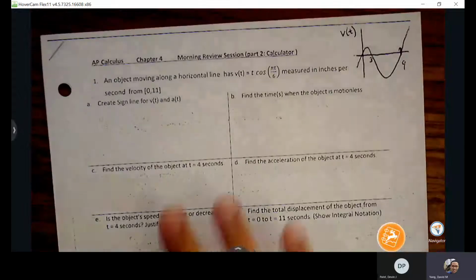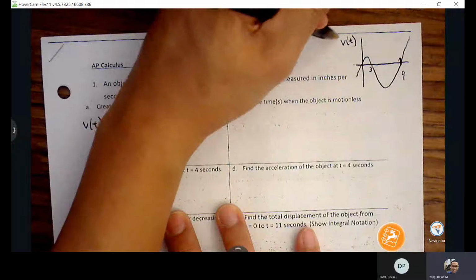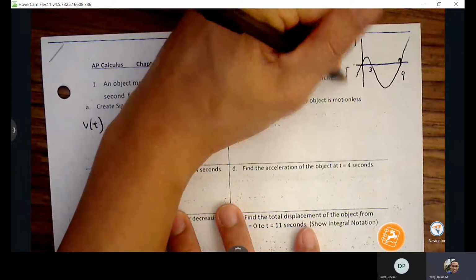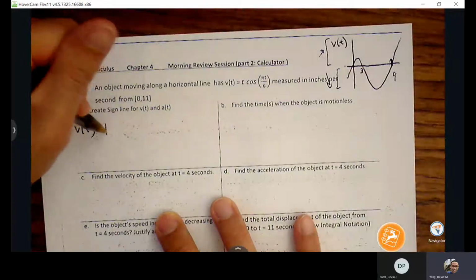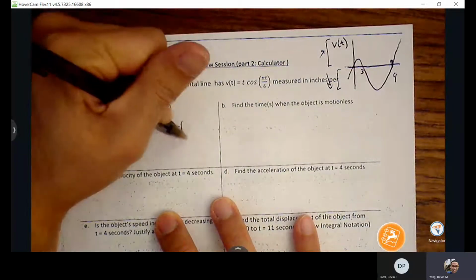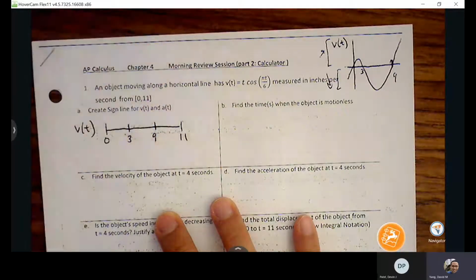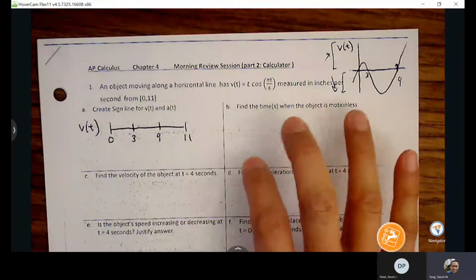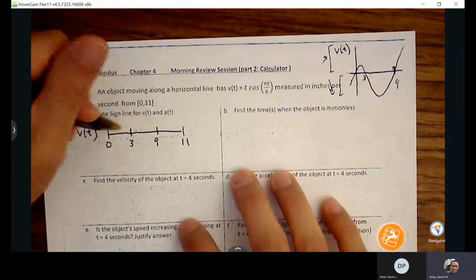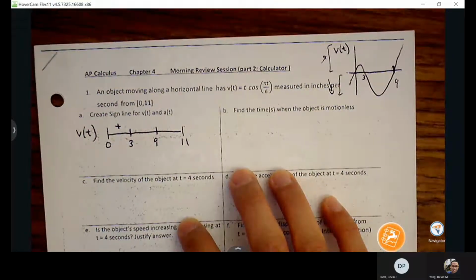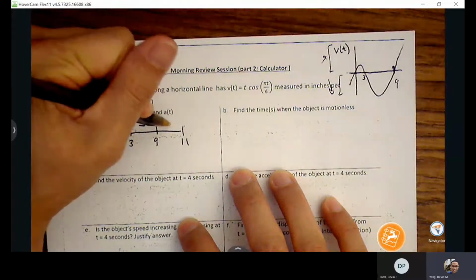Okay, so your velocity sign line, right, anything above the x-axis is where you're going to experience positive velocity. Anything below the x-axis is negative velocity. Okay, so we can go from 0 to 11, 3 being a critical point, 9 being a critical point. And then we know the graph doesn't exist to the left of 0. We just want to look between 0 and 3. It's above the x-axis, so positive velocity. Between 3 and 9, negative velocity. To the right of 9, positive velocity.